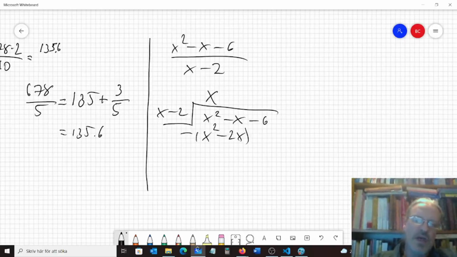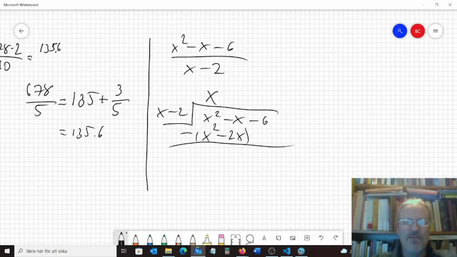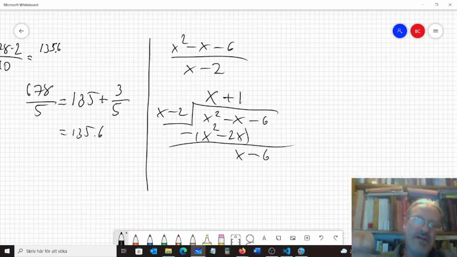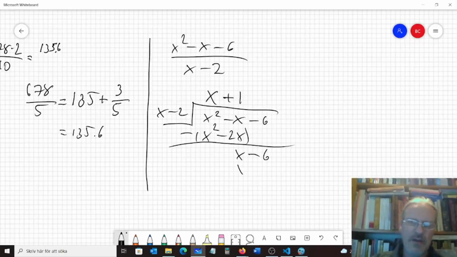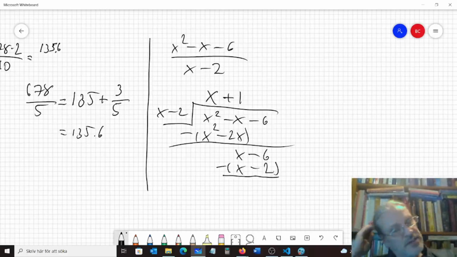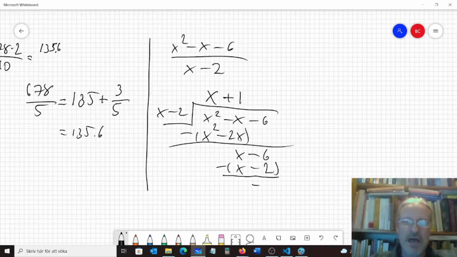Subtract away what we have handed away. So minus x minus 2x. Oh, that will be x plus 2x. That will be x minus 6. How many times does x go into x? That's 1 time. That is plus 1. We have now handed out 1 x minus 2. So we write x minus 2 here. Subtract that away. Minus 6 minus 2. That will give us minus 4. And we stop there. That will be our remainder.